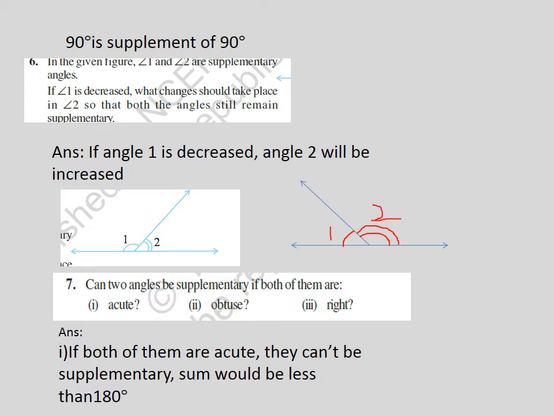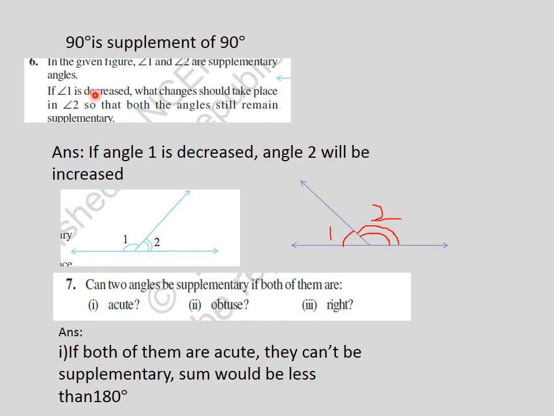The next question is, in the given figure, angle 1 and angle 2 are supplementary angles. What do you mean by supplementary angles? Angle 1 plus angle 2 is equal to 180 degrees. So it is very evidently 180 degrees, a straight angle, you are getting a straight line, isn't it? If you add angle 1 and angle 2, you get a straight line. So it is equal to 180 degrees.